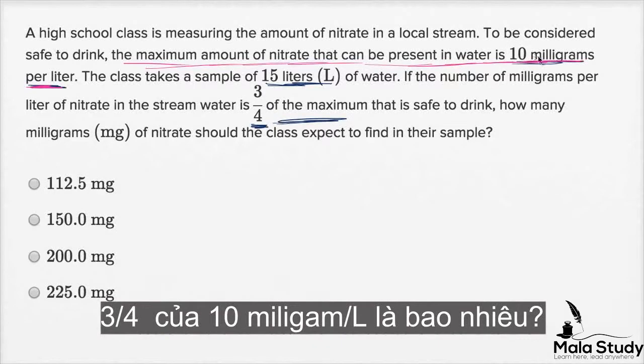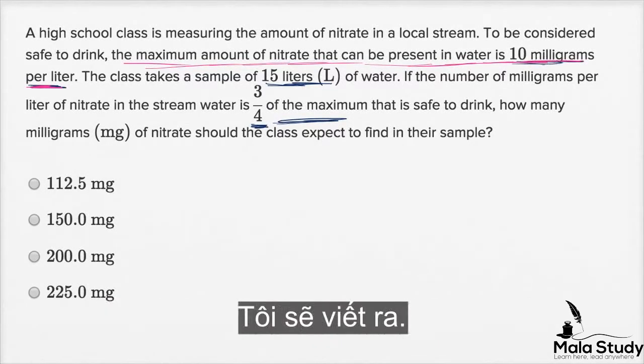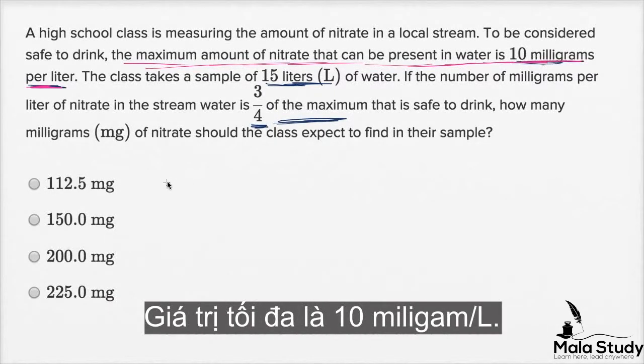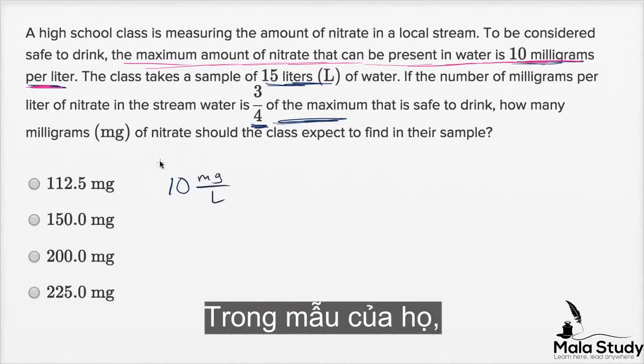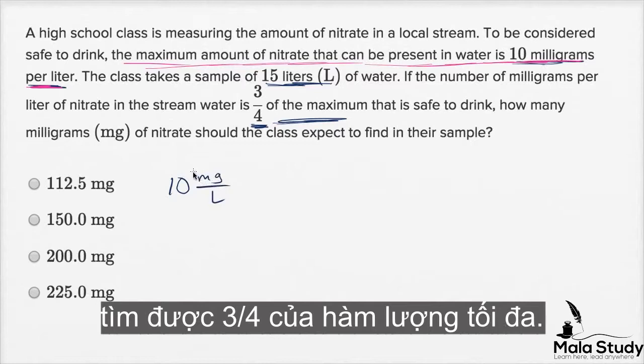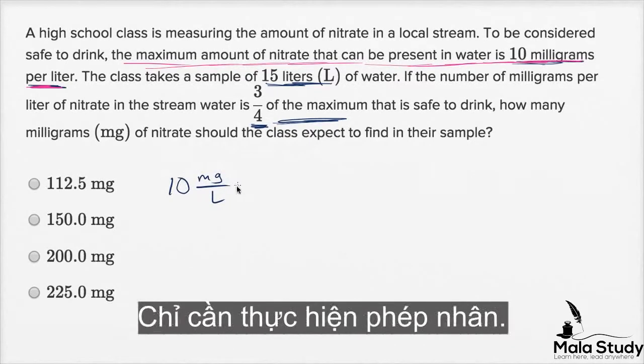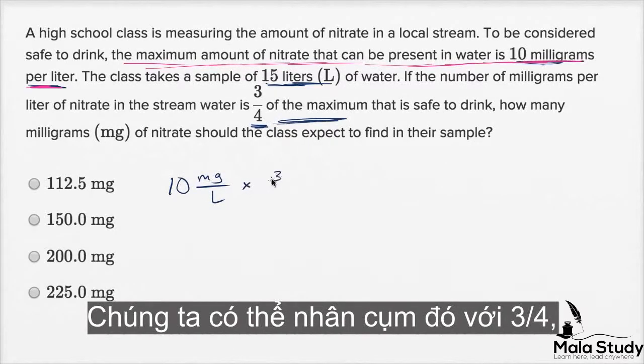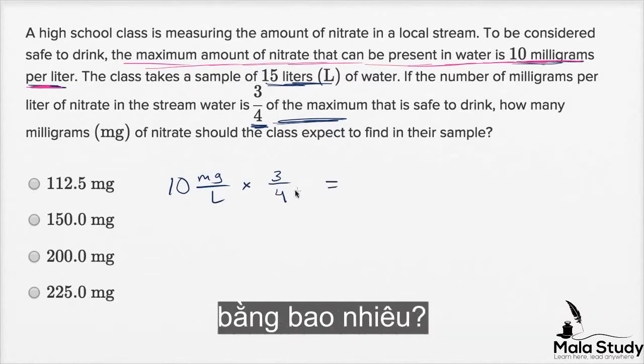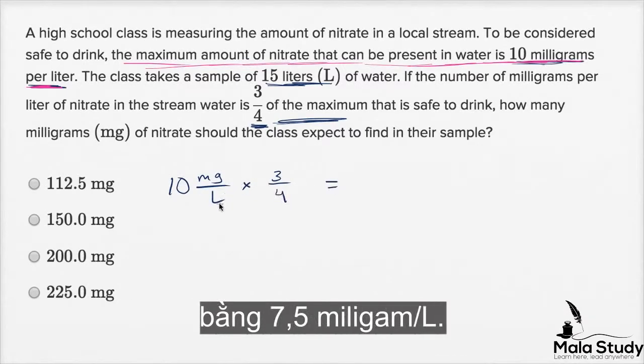So what's 3/4 of 10 milligrams per liter? Let's just write that down. The maximum is 10 milligrams per liter. In their sample, they find 3/4 of this maximum concentration. So let's just multiply that times 3/4, which is going to be equal to what? That is 7.5 milligrams per liter.